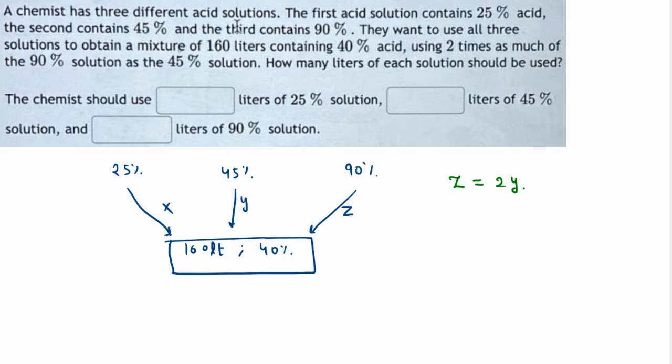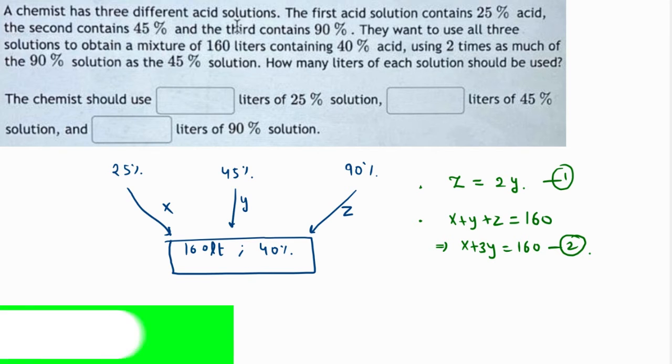Let's call it equation 1. And we can also write that x plus y plus z, because the sum of all the individual quantities is 160. And from here z is nothing but 2y, so 2y plus y is 3y, so we can write that x plus 3y is 160. Let's call this equation 2.